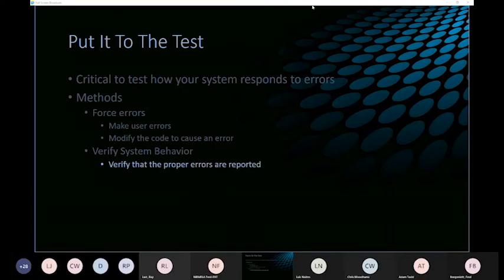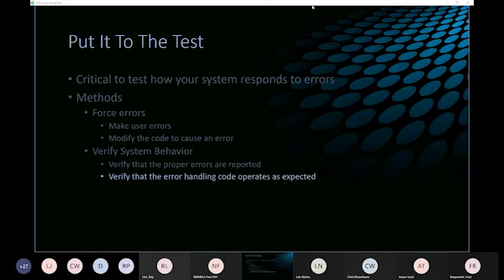They have an error in the system and the error that's reported is not the root cause error for whatever reason. Usually that involves poor implementation of the error chain throughout the code. You don't see the actual root cause error. You want to verify that the error handling code operates as expected. Again, that's one of the key things. You have to actually test that your error handling code works as expected. When something goes wrong, you need to know for a fact that your system is going to respond appropriately.